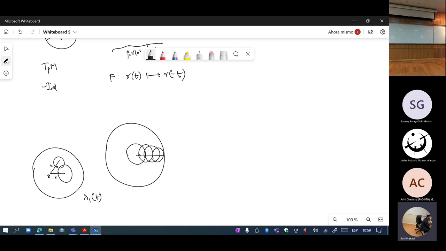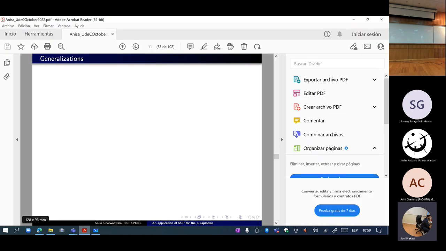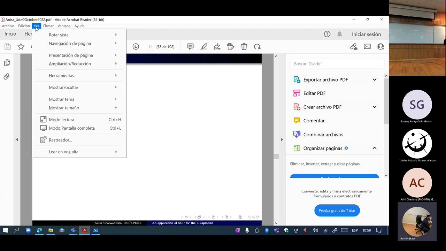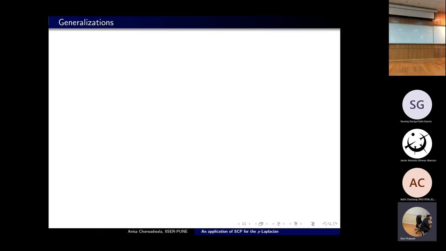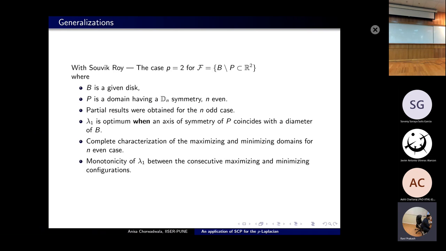But with Rajesh, we generalized this result to the p-Laplacian, but that strict monotonicity we did not have.